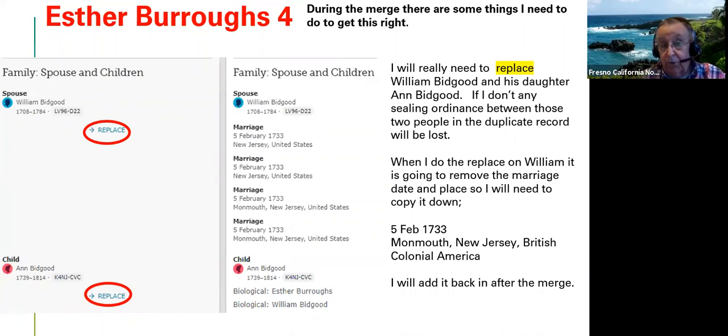Now, this one does come with a problem. That is, when we move William over here, it's going to erase all those copies of the marriage date in place. That's the one thing about FamilySearch I don't like, but they haven't figured out a way to save that when they move it over. So if I do this replace, I should write down 5 February 1733, Monmouth, New Jersey, British colonial America, so that I can go back in after the merge and re-add the marriage date in place, because it's going to erase all of them. And so that's the only place where there's a real drawback in these merges. That one thing does destroy the marriages that are showing in the remaining record.